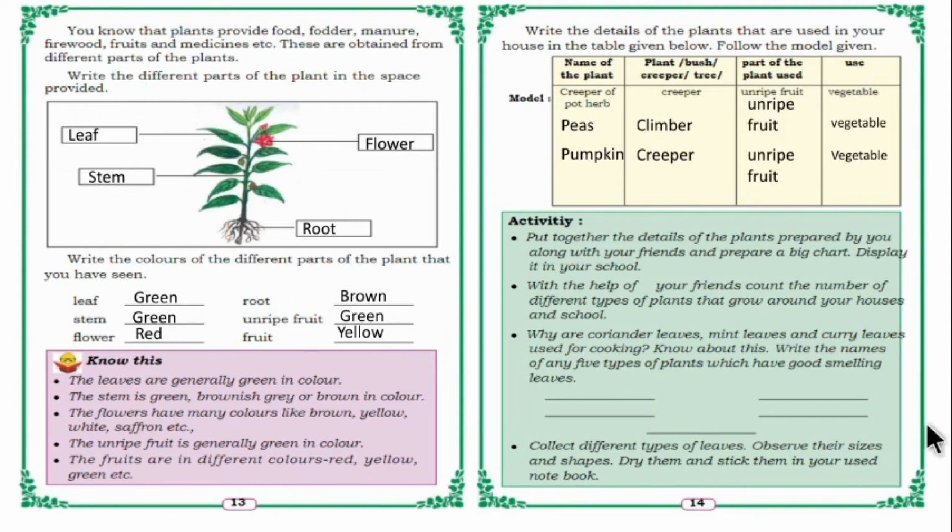And one more activity: put together the details of the plants prepared by you along with your friends and prepare a big chart to display in your school. So this is also one activity. With the help of your friends, count the number of different types of plants that grow around your houses. Nearby your houses, if any plants are there, you can observe.